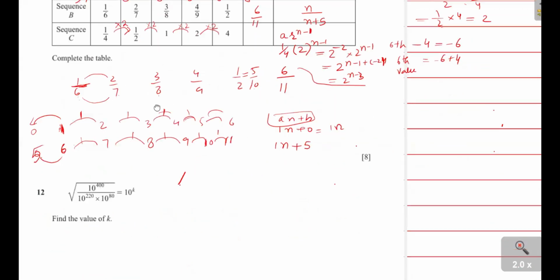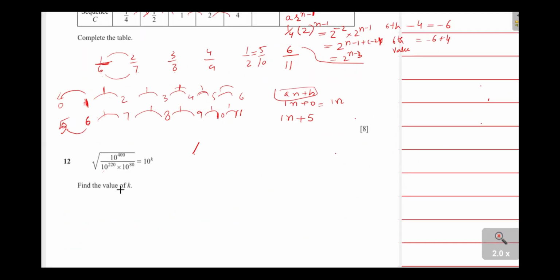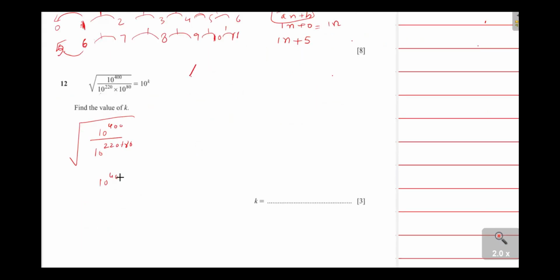Next, question number 12. Question 12, find the value of k. Look here, you can write this expression: 10 power 400 over 10 power 220 multiply 10 power 80. You add the powers when you multiply exponential values. Look here, 10 power 220 multiply 10 power 80 becomes 10 power 220 plus 80, and this will be equal to 10 power 400 over 10 power 300, all under the square root.